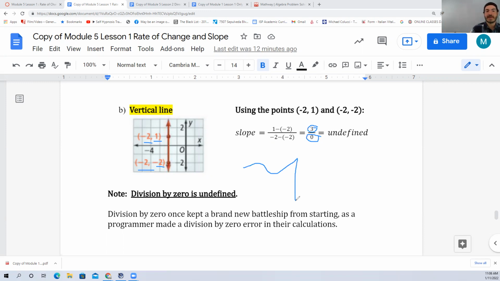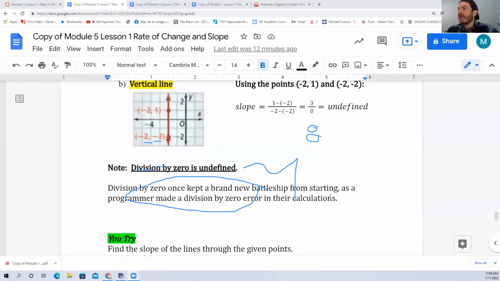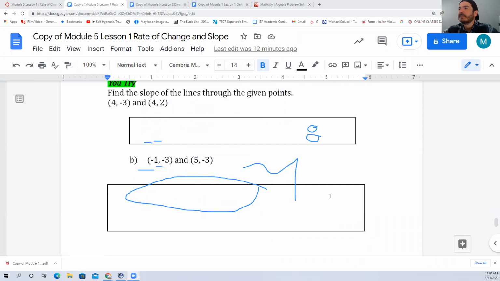Whenever the y's are the same, that slope is 0. Y's are the same, 0 slope, horizontal line. X's are the same, vertical, undefined. Okay. Division by 0 is always undefined. If you plug that into a calculator, it won't even do it for you. It'll say that there's a syntax error, or it'll literally say undefined.